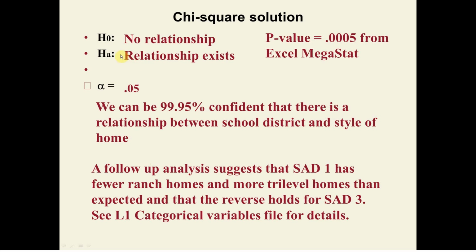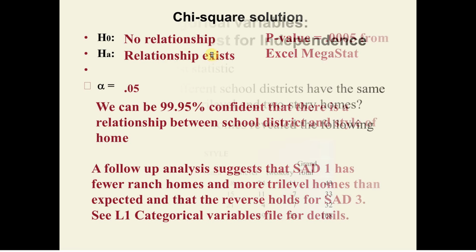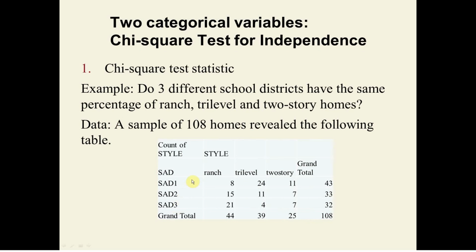So the hypothesis would be no relationship for the null, and the alternative would be a relationship exists. That might seem a little weird because we talked about the alternative having the not equal sign. But think about what it means for something to have a relationship. For two categorical variables to have a relationship, it means that the probability of, say, school district given ranch style house is not equal to the probability of being in that school district on its own.